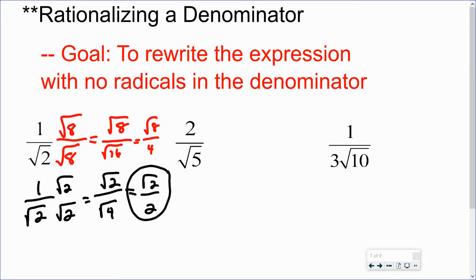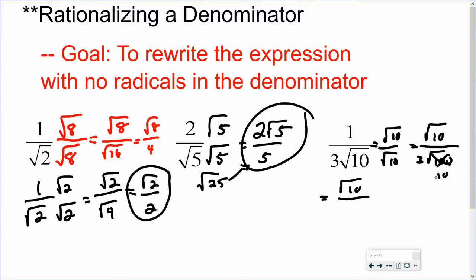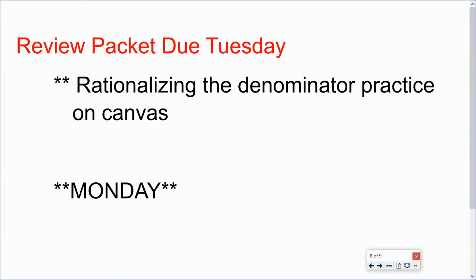But really what we're doing is we're trying to take it up to the next perfect square. So like this one, I would take it up to 25. So this is 2 root 5. This is the square root of 25, which is just 5. So like this one, I multiply the top and bottom by root 10. So I get root 10 over 3 times root 100. Well, that's root 10 over, this is really 10, so over 30. That's my answer. That's all I got to do for these.